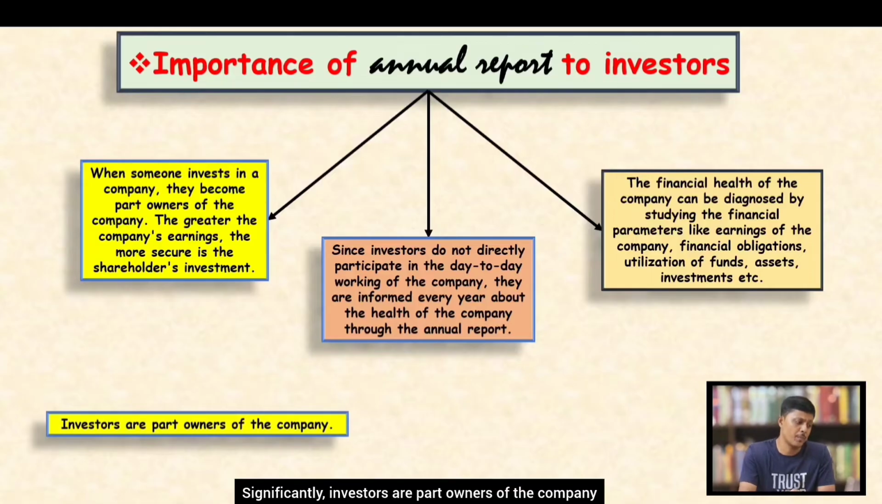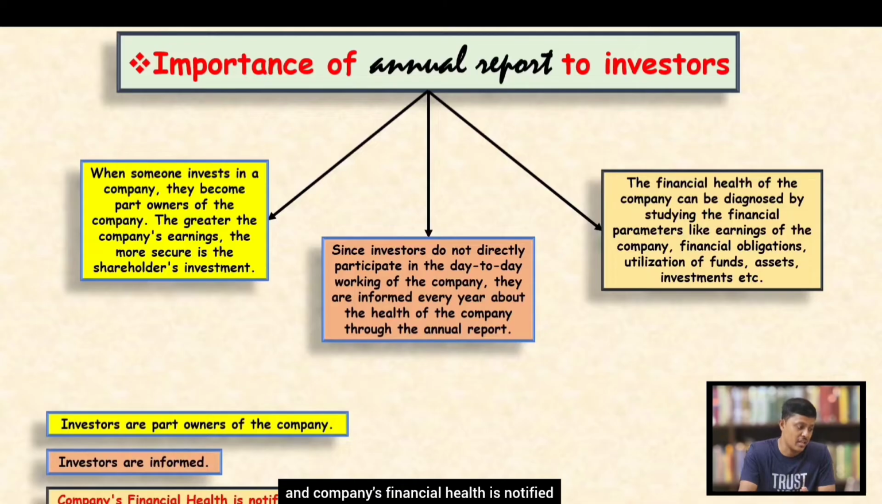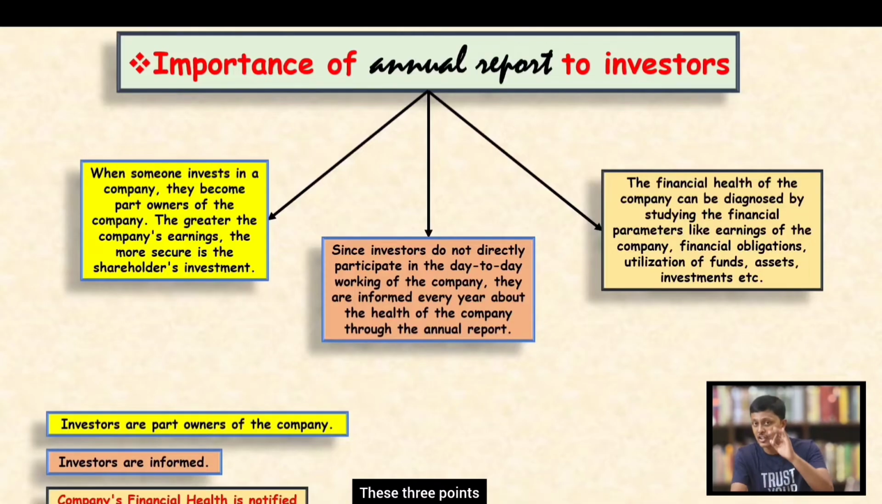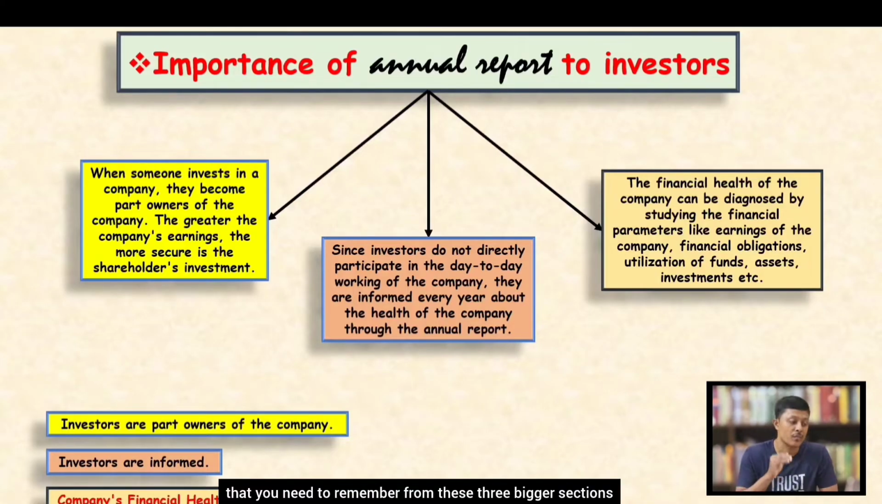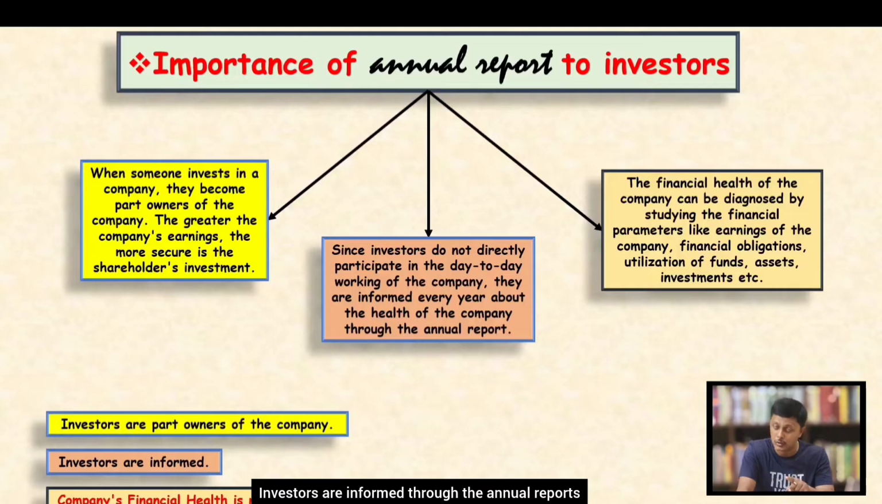Significantly, investors are part owners of the company, investors are informed, and the company's financial health is notified. These three points you need to remember from these three bigger sections. These are the three basic lines that I have written for you. Investors are part owners of the company. Investors are informed through the annual reports. And finally, the company's financial health is notified through the annual reports.